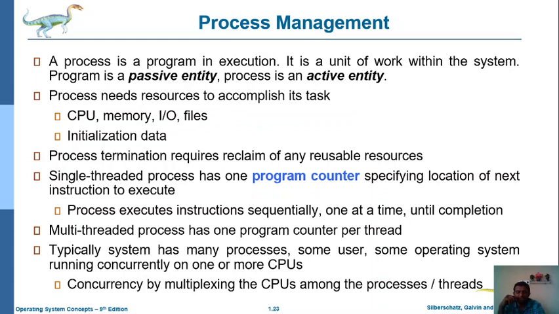What is a process, how it is executed, and for completing any process... Yeah, what? That screen is not displayed, sir. Okay, okay, no problem. I will display it.